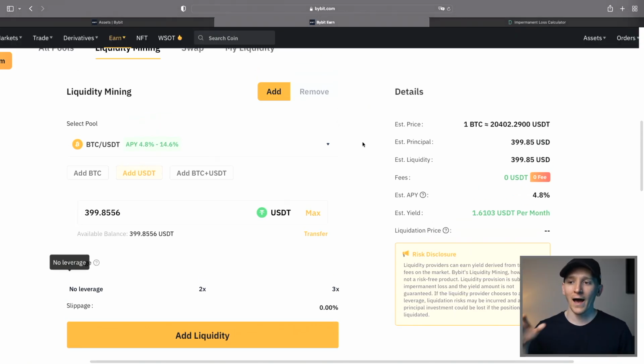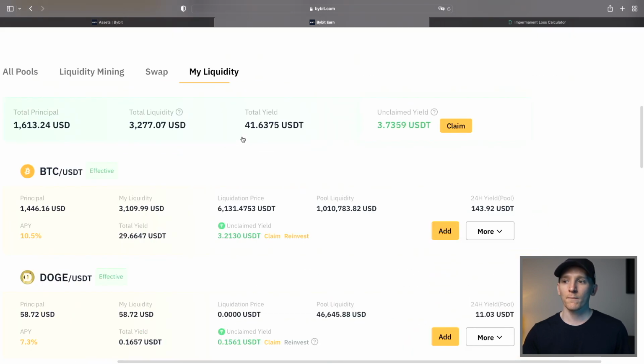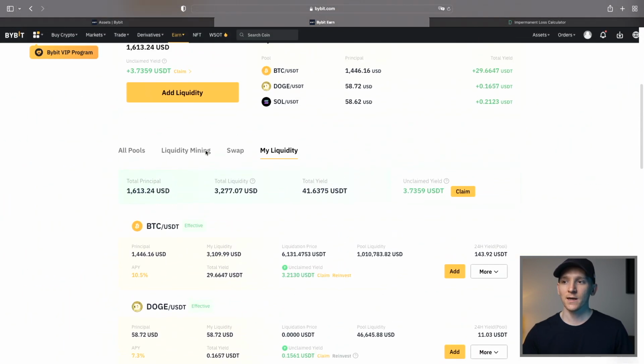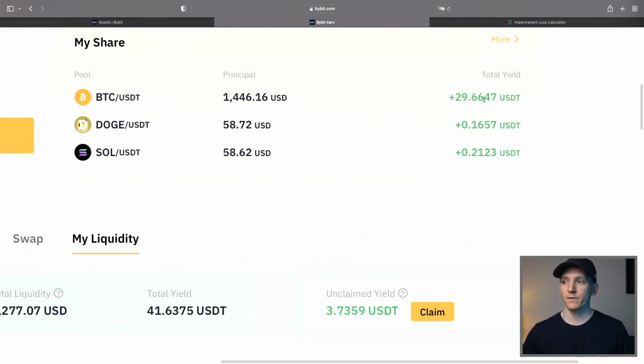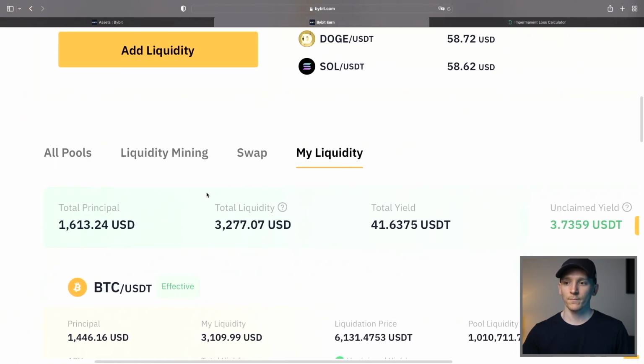Before I get into explaining impermanent loss, because you must understand that before using them, I'm going to look at claiming your yield and your rewards with Bybit as well. So if you've added assets into the pool and you've got a position, we're going to go over to My Liquidity and you can see all of your positions here. You can see them up here as well and how much they're yielding. So Bitcoin position yielding $30 from those trading fees.